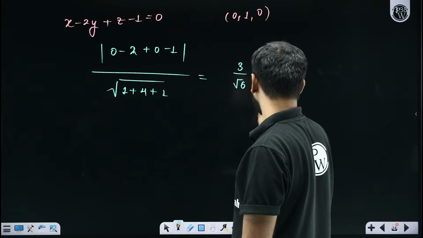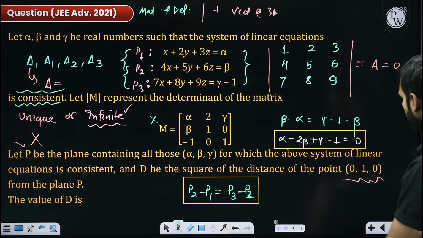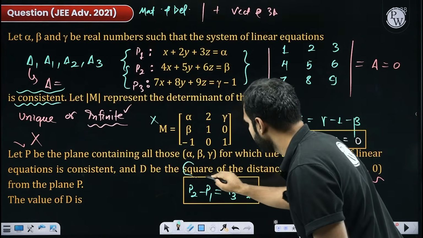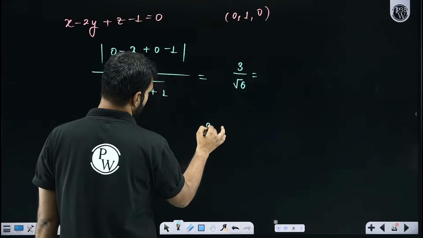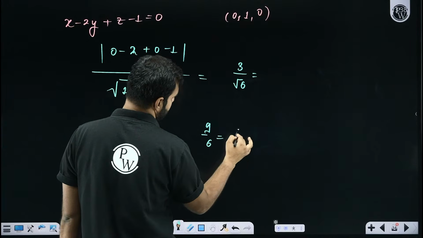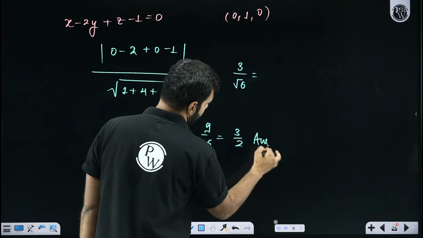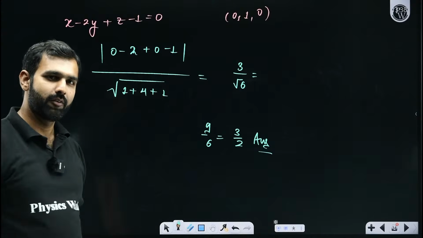But they are asking you the square of it. I hope you're getting it. So the square of it will be what? 3 by root 6, when squared, 9 by 6. And I hope it is nothing but 3 by 2. That's your final answer. Everybody understood this?